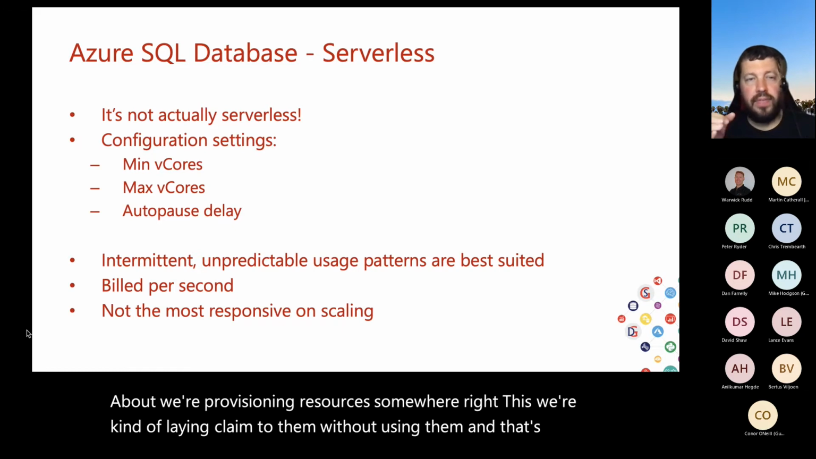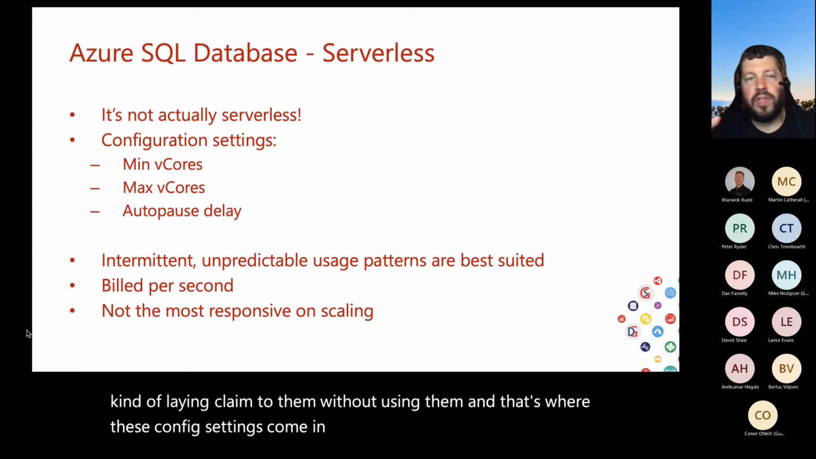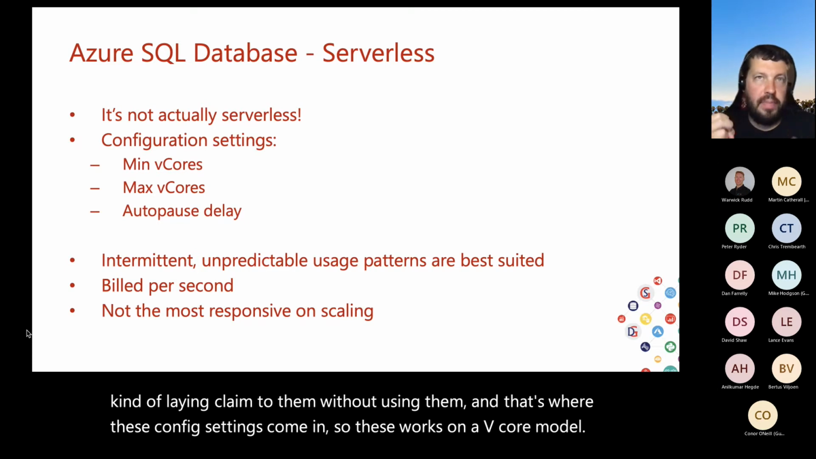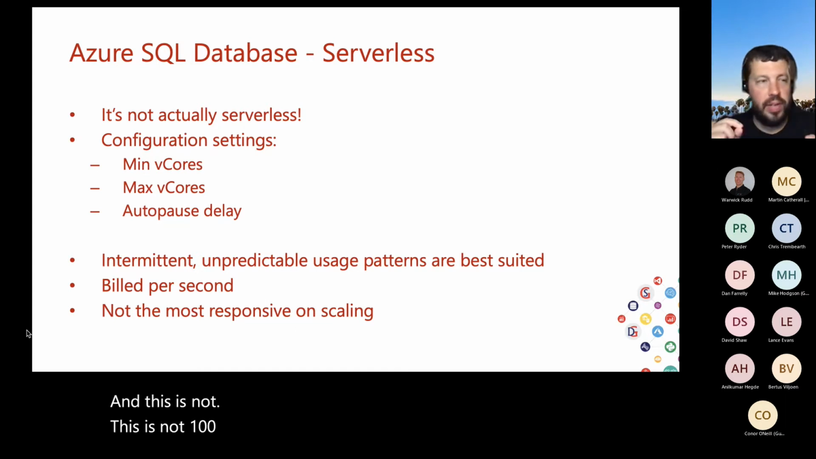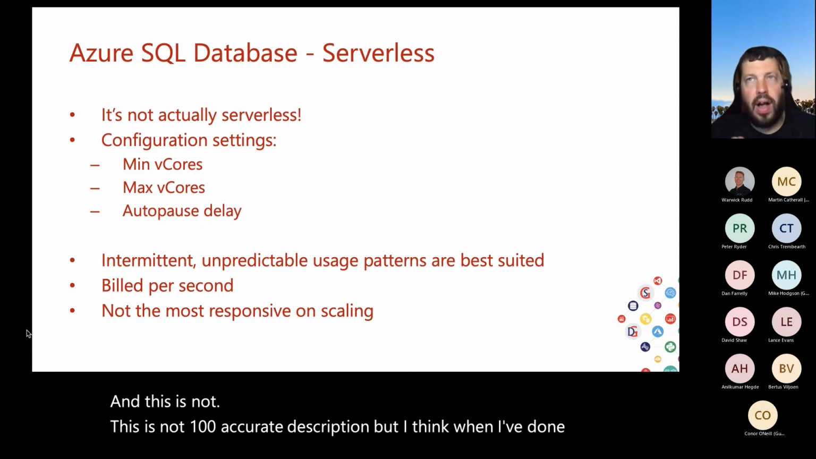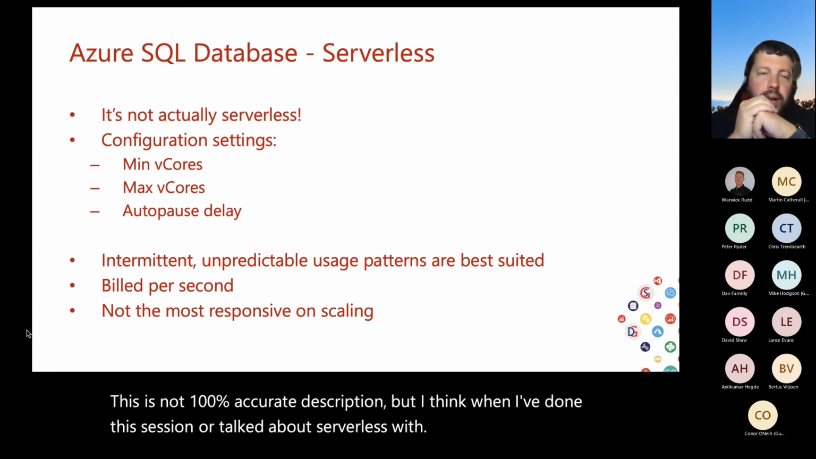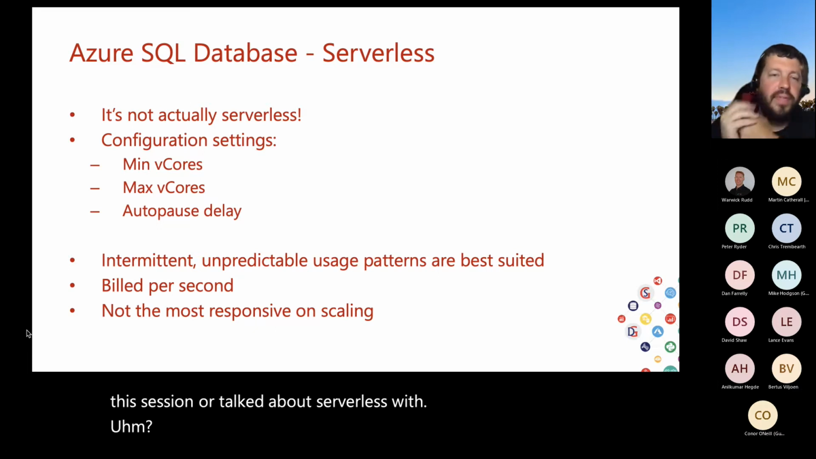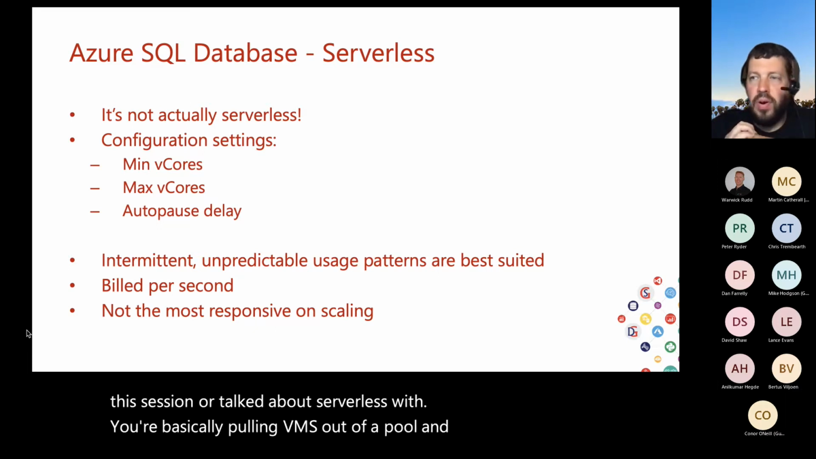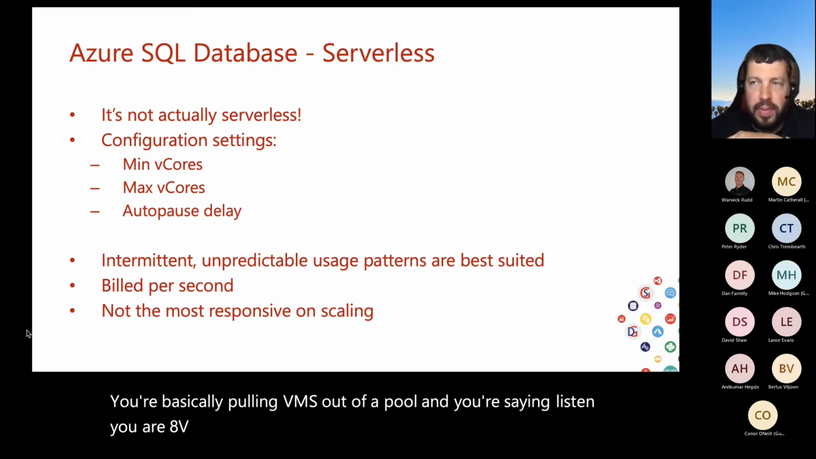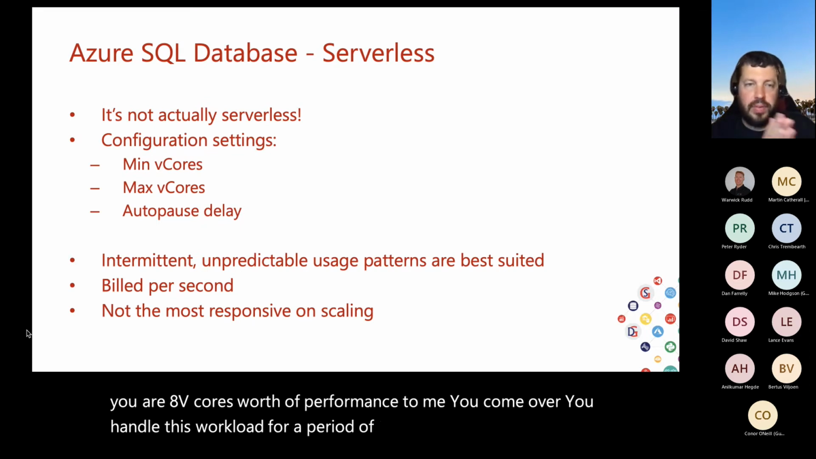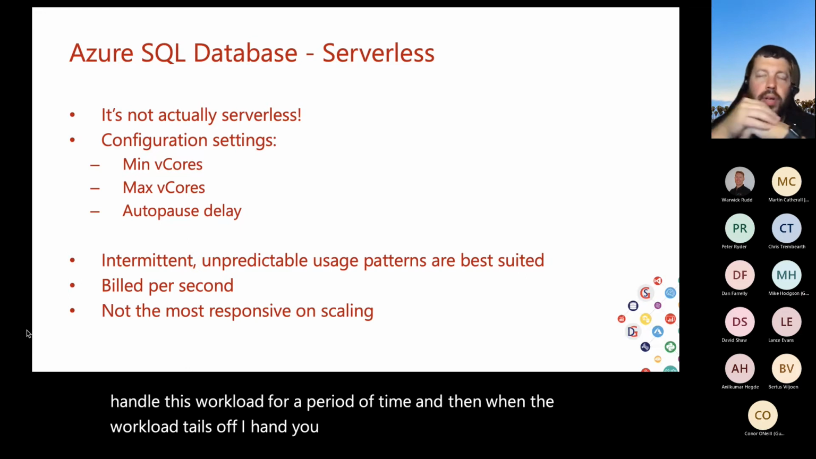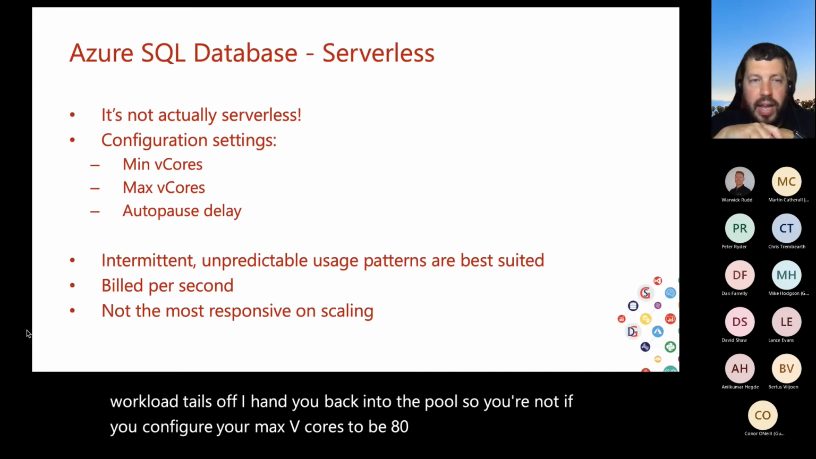And that's where these config settings come in. So this works on a vCore model. To put this in layman's terms, and this is not a 100% accurate description, but I think when I've done this session or talked about serverless, you're basically pulling VMs out of a pool. And you're saying, listen, you are 8 vCores worth of performance to me. You come over, you handle this workload for a period of time. And then when the workload tails off, I hand you back into the pool. So if you configure your max vCores to be 80, you're not paying for 80 all the time.